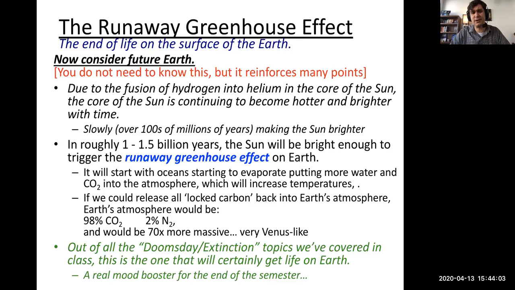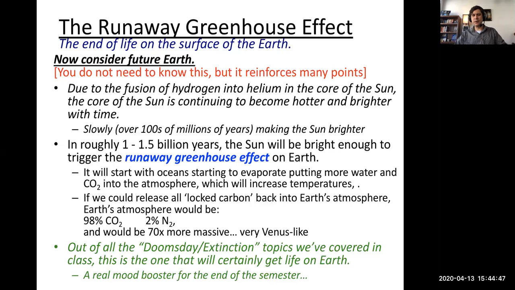That sounds very, very Venus-like. And of course, if we're very Venus-like, our greenhouse effect will be super high, our surface temperatures will be super hot, and we don't breathe carbon dioxide. So this will spell the end of all life on Earth. And out of all the doomsday extinction topics that we've talked about in astronomy in this class so far, this one is it. This is the one that has the highest certainty that will end life on Earth. It's unavoidable without some severe technological things that could globally alter and terraform Earth to prevent this from happening.